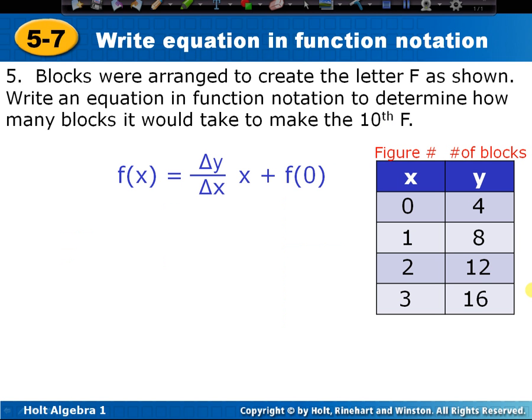All right, so we have f of x equals the change in y over the change in x times x plus f of 0. So again, we're going to plug in each piece of information here. We already talked about our change in y being 4 because that's what I'm adding each time. So each time I add another f, I'm adding 4 more blocks. So that's 4. Each time I'm adding 1 figure, so that's 1. And my f of 0 means if I don't have any f's, I have 4 blocks left. So plus 4.